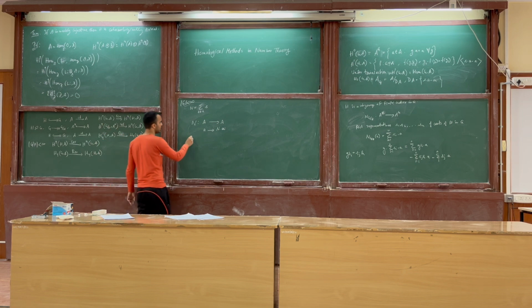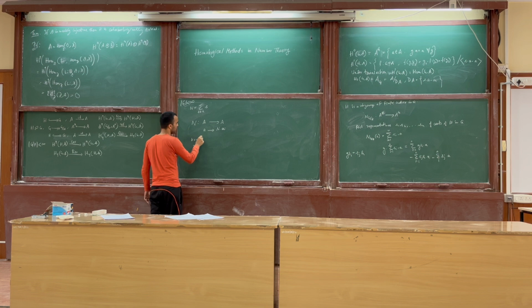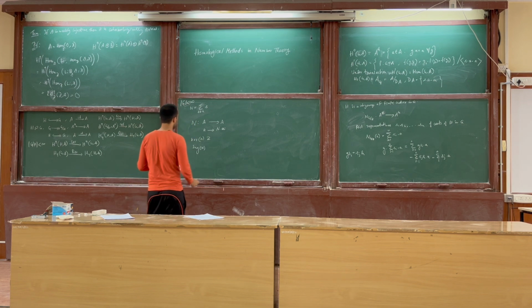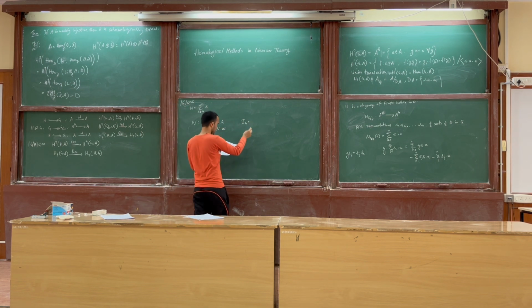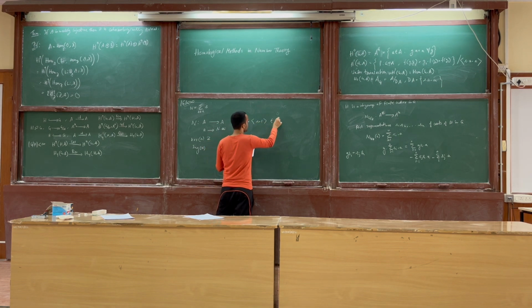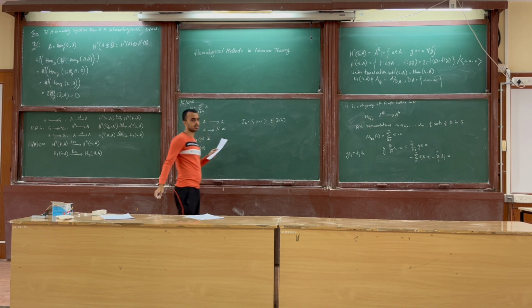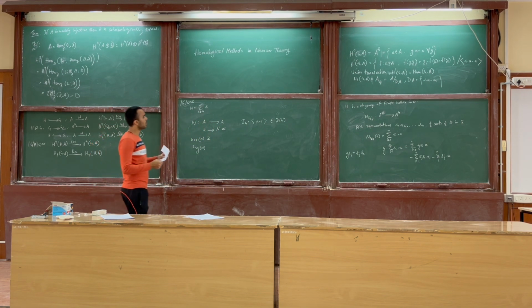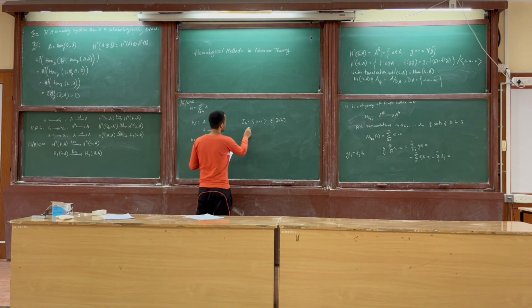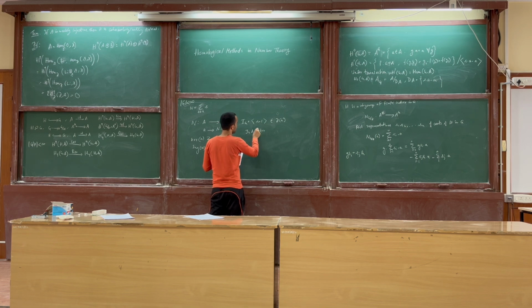Now let's look at the kernel and image. For notational sake, I will write IC to be the ideal generated by the elements of the form t minus 1 in Z. Now note that IC times A belongs to the kernel, that is, it is a subset of the kernel.